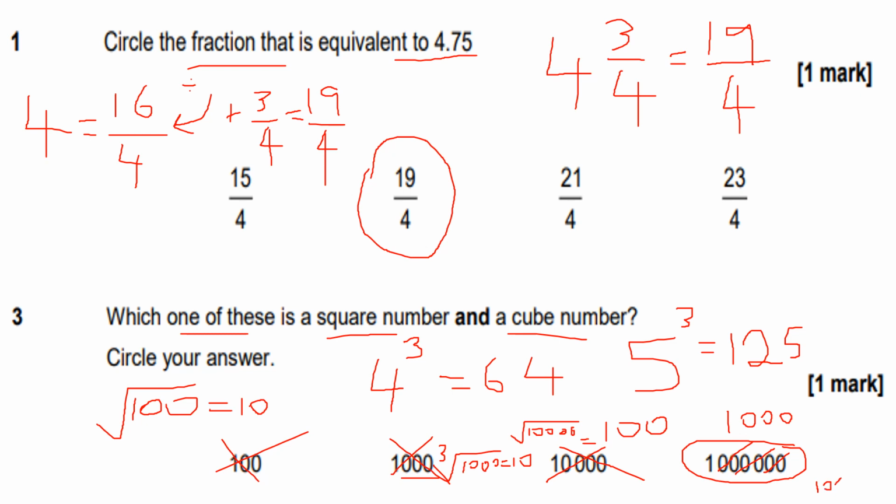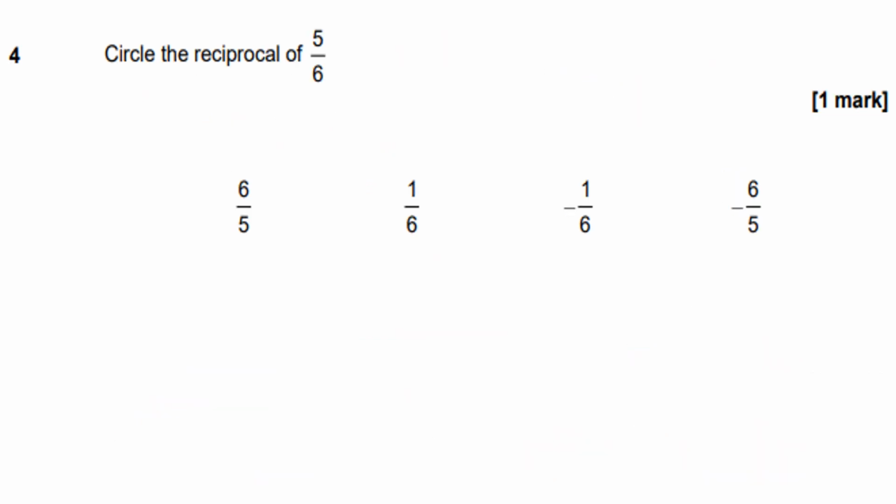So 100 cubed, or 100 to the power of 3, means 100 times 100 times 100, which equals 1,000,000, or 1,000 squared. If I square 1,000, 1,000 to the power of 2, that will give you 1,000,000, and 100 cubed gives you 1,000,000. So the answer is that one there. That's my answer for that question. Sorry I'm waffling a bit there.